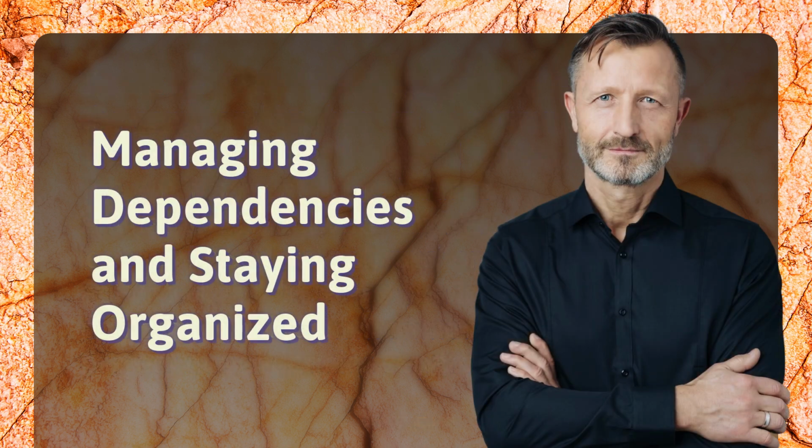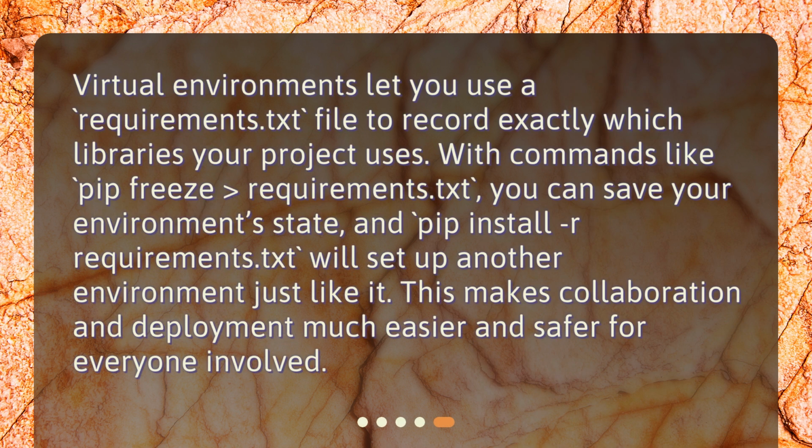Managing dependencies and staying organized. Virtual environments let you use a requirements.txt file to record exactly which libraries your project uses. With commands like pip freeze > requirements.txt, you can save your environment's state, and pip install -r requirements.txt will set up another environment just like it. This makes collaboration and deployment much easier and safer for everyone involved.